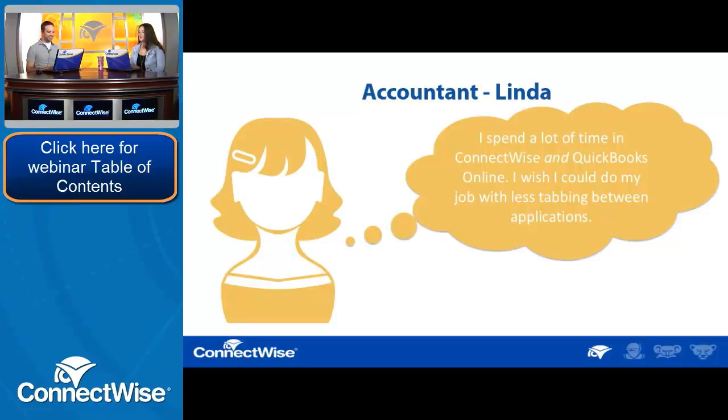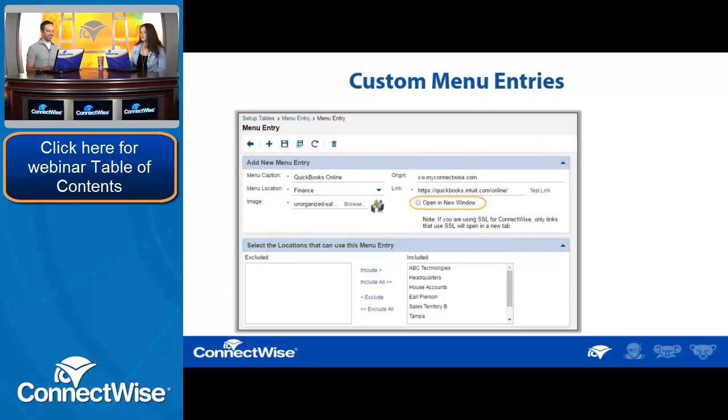Lots of automation. Oh, this is another exciting one. We have Linda. She's our accountant, and she spends a lot of time in ConnectWise and QuickBooks Online. And she just wishes she could do her job and all her job functions with less tabbing between applications. She's gotten good at the tabbing, don't get me wrong, but she just wishes she could stay within one. So this is another one that gets overlooked quite a bit, but is really, really exciting, is that you can actually add custom menu entries into ConnectWise.